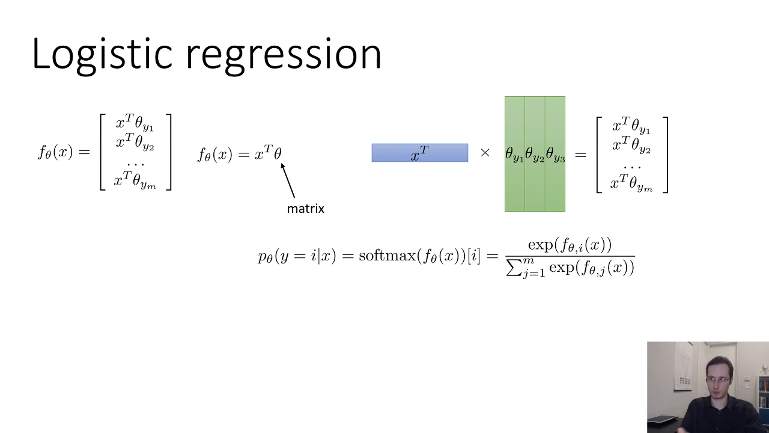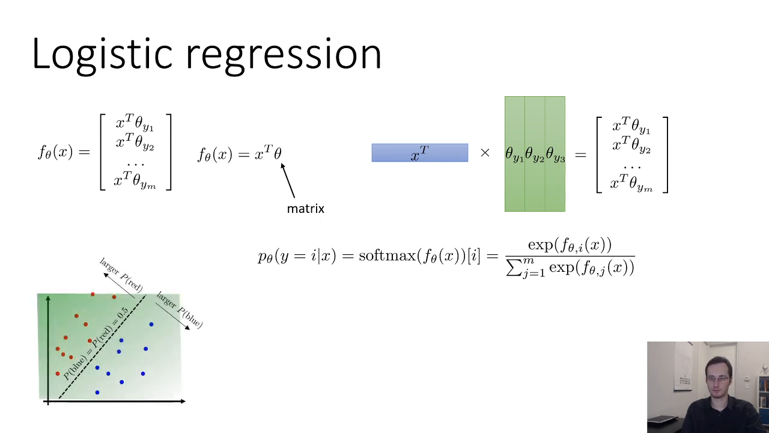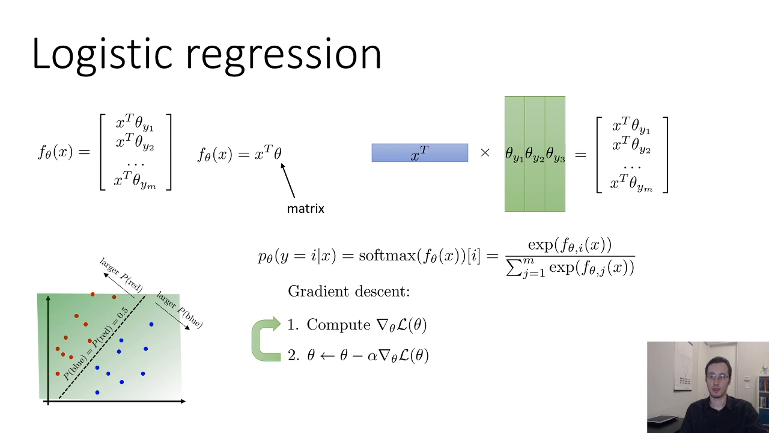So remember, f theta of x outputs a vector with m entries, and the softmax function takes in that vector, and the ith output of the softmax function is the exponential of the ith entry in that vector divided by the sum of the exponentials of all the entries. And that ensures that our probabilities are all positive and that they all sum to 1. So that gives us this logistic regression algorithm. The parameters theta define these lines that separate the classes, and the probability of a given class increases or decreases away from that line. And the way that we find the best theta, the way that we learn theta, is by using gradient descent.